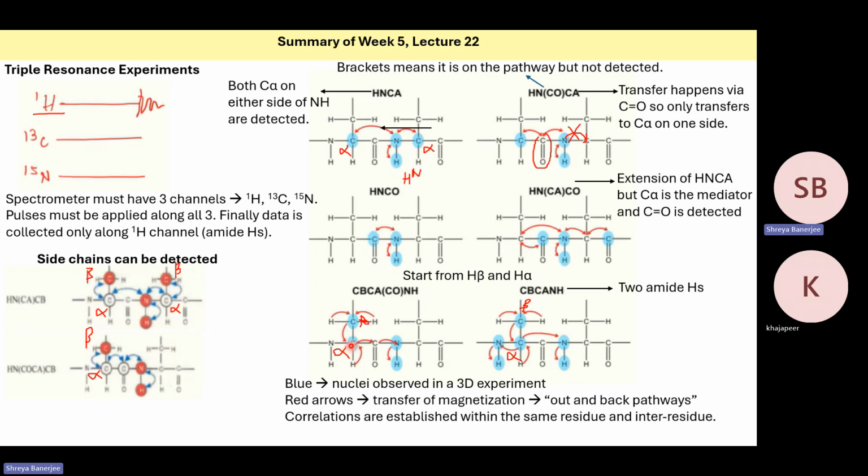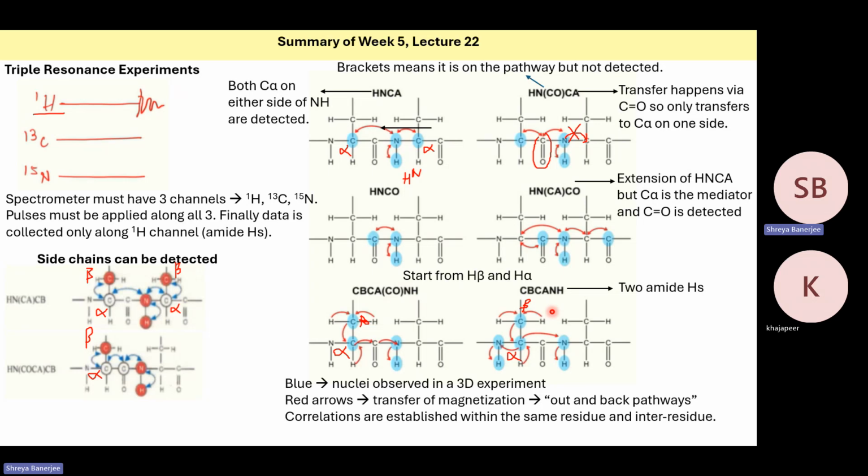Then from C alpha, it is passing through the carbonyl, but it is not detecting the carbonyl. You can see the carbonyl is in brackets here. And from carbonyl, it is going to the amide N, which is detected, and then to the amide H, which is detected. Because here you're ending at amide H, the arrows are not reversible, because we always try to end at the hydrogen. So here the arrows are only in a single direction compared to the other experiments. In the other experiments, you were starting from the amide H, so the arrows needed to be reversible so that you could come back to the amide H and detect the final FID over there.